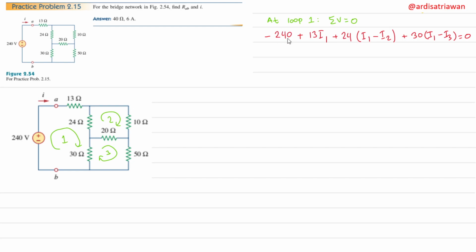And first let's move that 240 to the right hand side, so I'll have 13I1, and let's distribute this. So plus 24I1 minus 24I2, and then plus 30I1 minus 30I3, and that will equal to 240. Okay, let's group all together. So this has I1 in it, and all the others are not. So 13 plus 24, what is it? 37. Oh, the number is not good. Yeah, 37. 37 plus 30. 37 plus 30 will be, what is it?